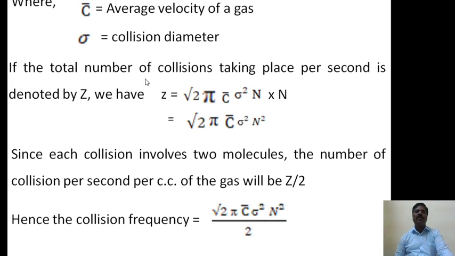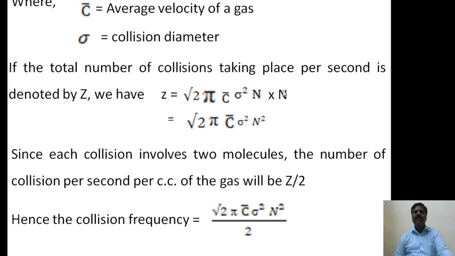If the total number of collisions taking place per second is denoted by Z, we write it so because a collision takes place between two molecules and not in isolation. Therefore, the number of molecules should be counted accordingly. The total number of molecular collisions, Z, is square root of 2 pi into average velocity into sigma square into n into n.